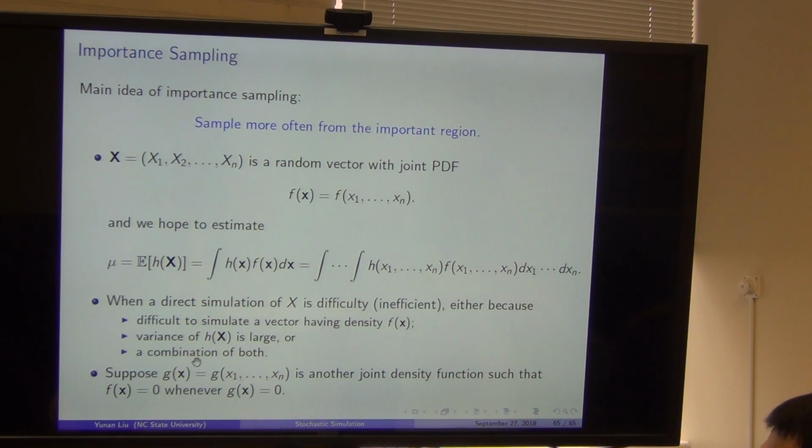Then we do the following. Here's the idea. Suppose there's a g(x), another joint PDF, such that f(x) is 0 whenever g(x) is 0. So whenever g(x) is 0, f(x) is 0 as well. You will see why this matters. Okay, before I go to the next page, let me repeat.